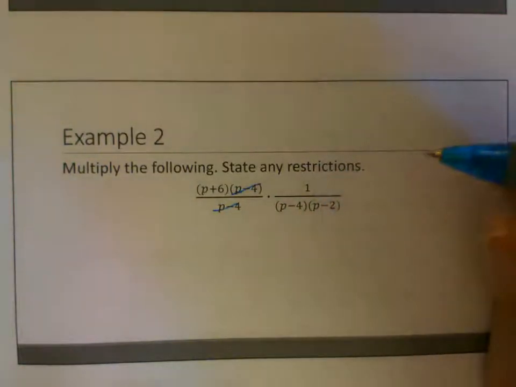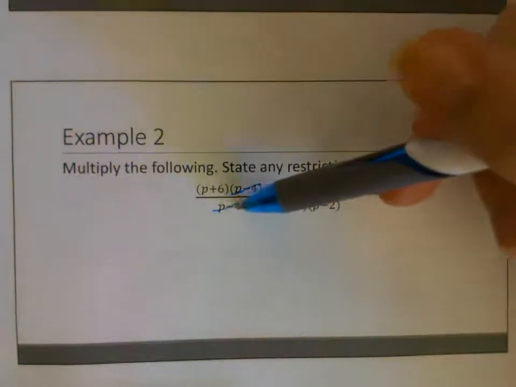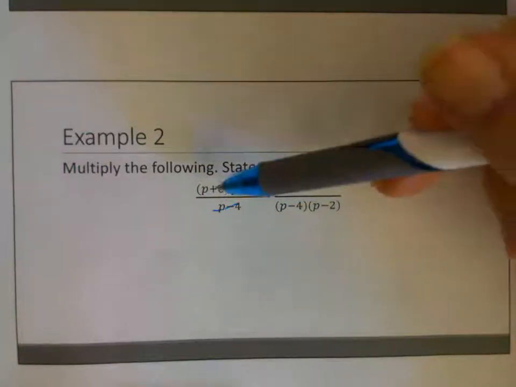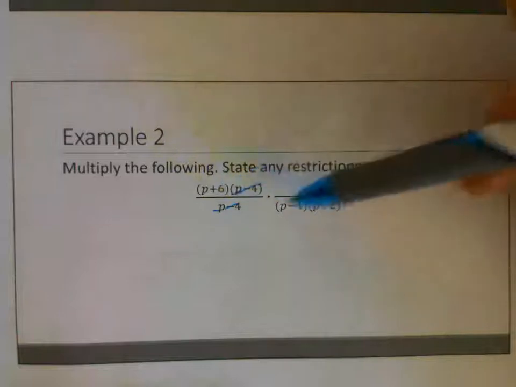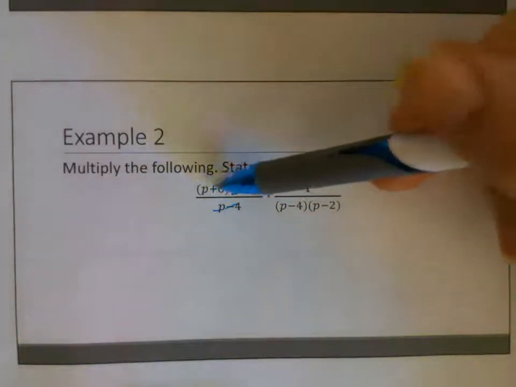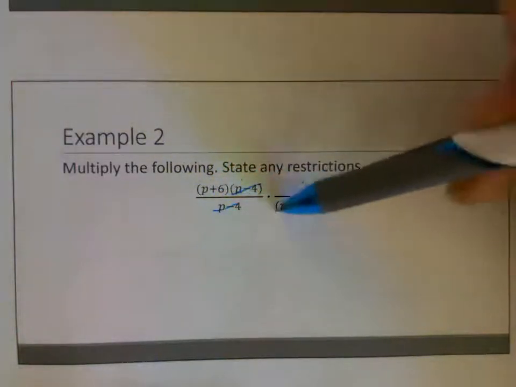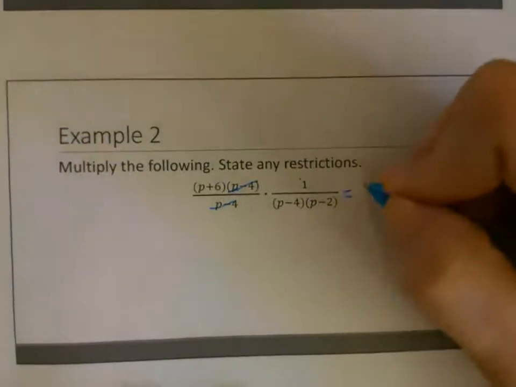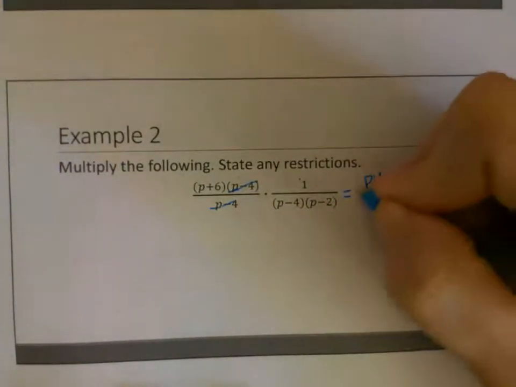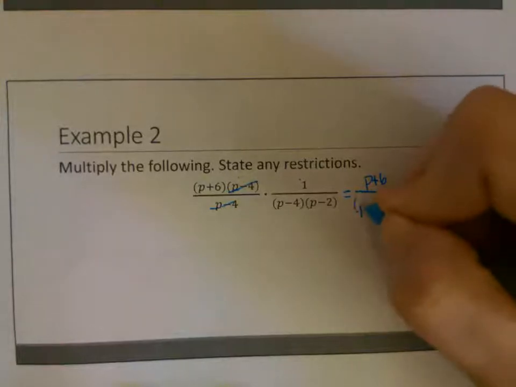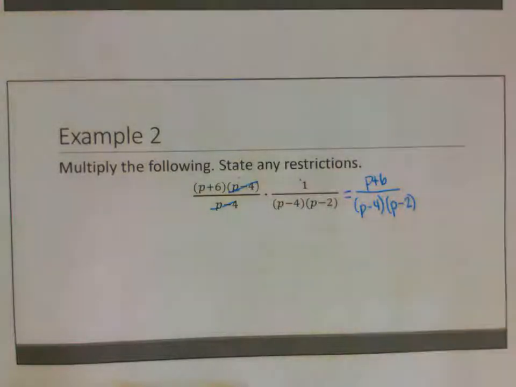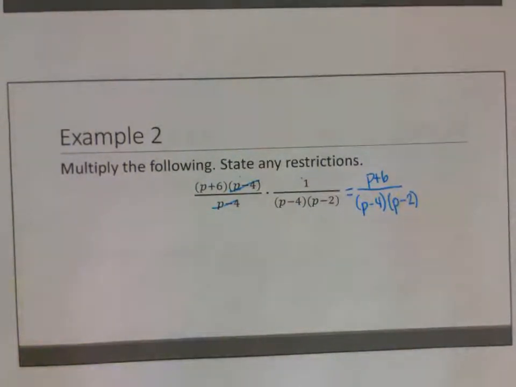Top to bottom here, there's nothing to cancel. If I check diagonally, I've just got 1's on this diagonal, and on this diagonal, there's nothing in common. Again, even though there's a p plus or p plus 6, the p cannot cancel out with either of these. So my final answer would be written like this: p plus 6 over p minus 4 and p minus 2. That would be our final answer.